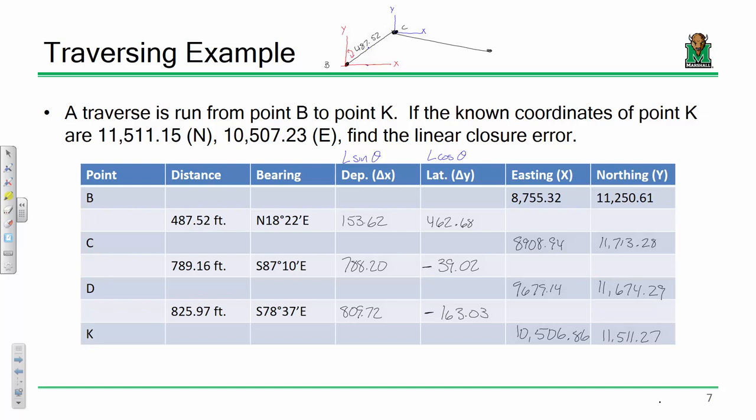Now, are those the coordinates of point K? No, right? They're off. Why are they off? Because there's error. Well, how much are they off? Well, let's look at the northing. The northing is supposed to be 11511.15. It's actually coming out as 11511.27.